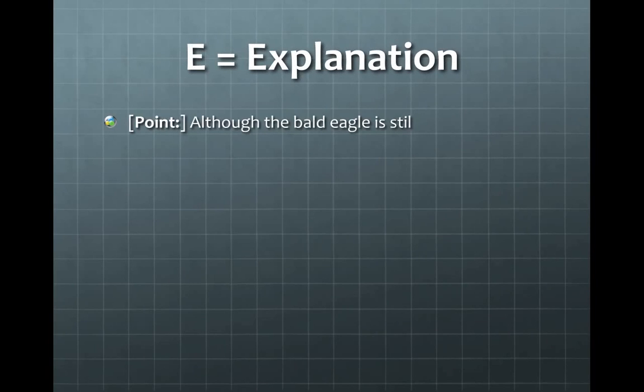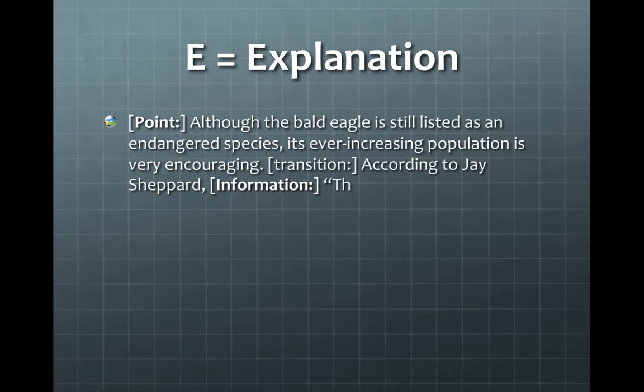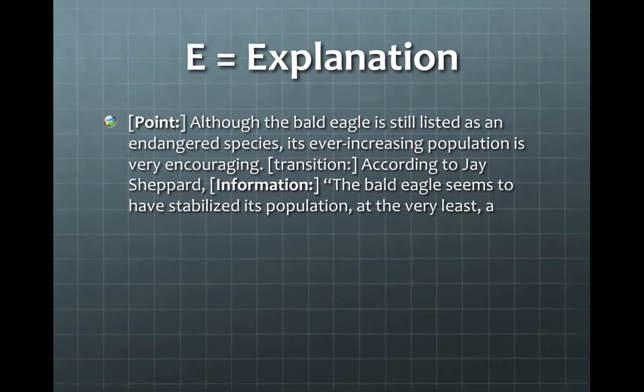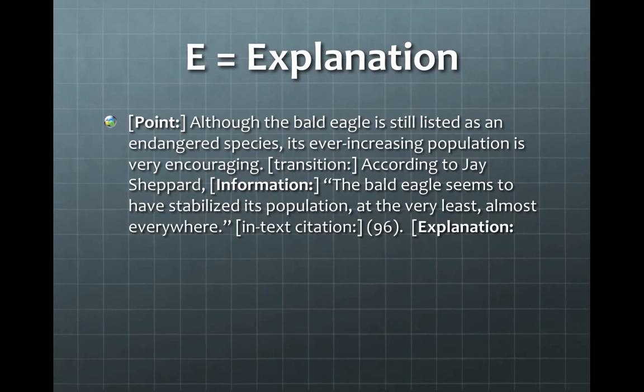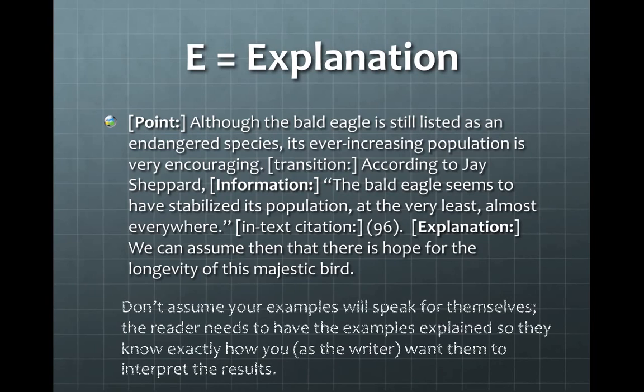So now we're returning to that example again for the final portion of the paragraph. Let's read: although the bald eagle is still listed as an endangered species, its ever-increasing population is very encouraging. According to J. Shepard, the bald eagle seems to have stabilized its population, at the very least, almost everywhere. And then the final part of the paragraph is the explanation portion. We can assume then that there is hope for the longevity of this majestic bird. So this is a summation, an interpretation of the information that you have provided.